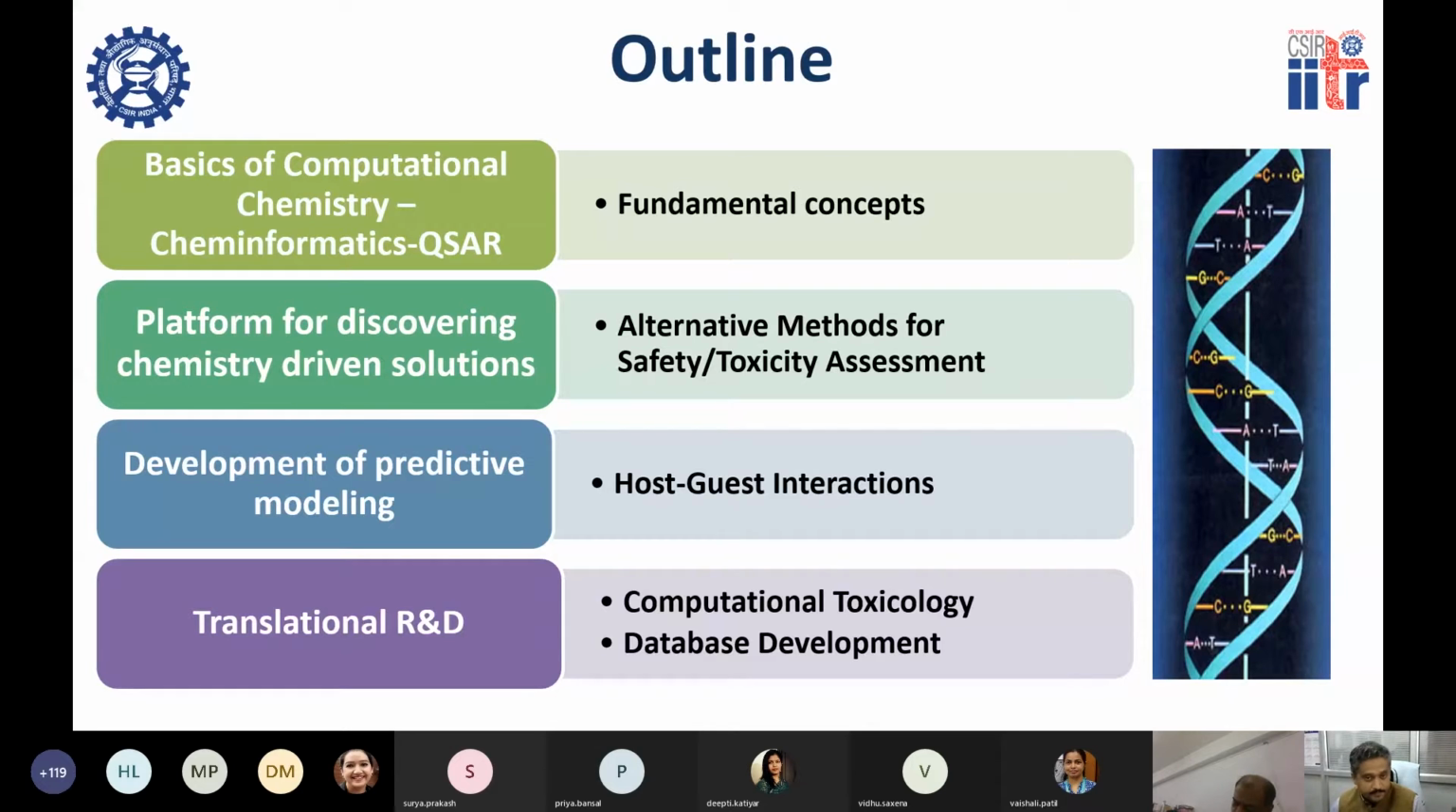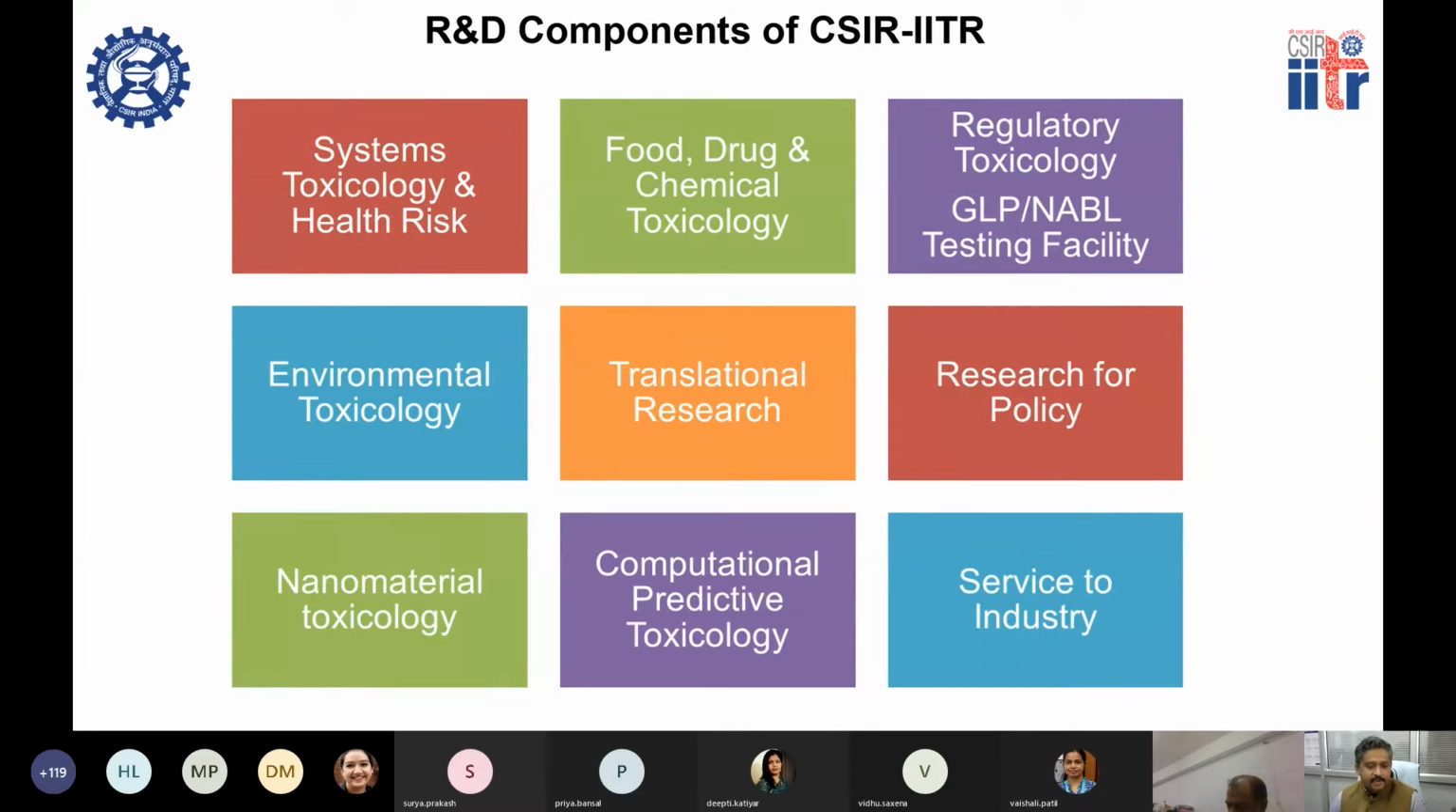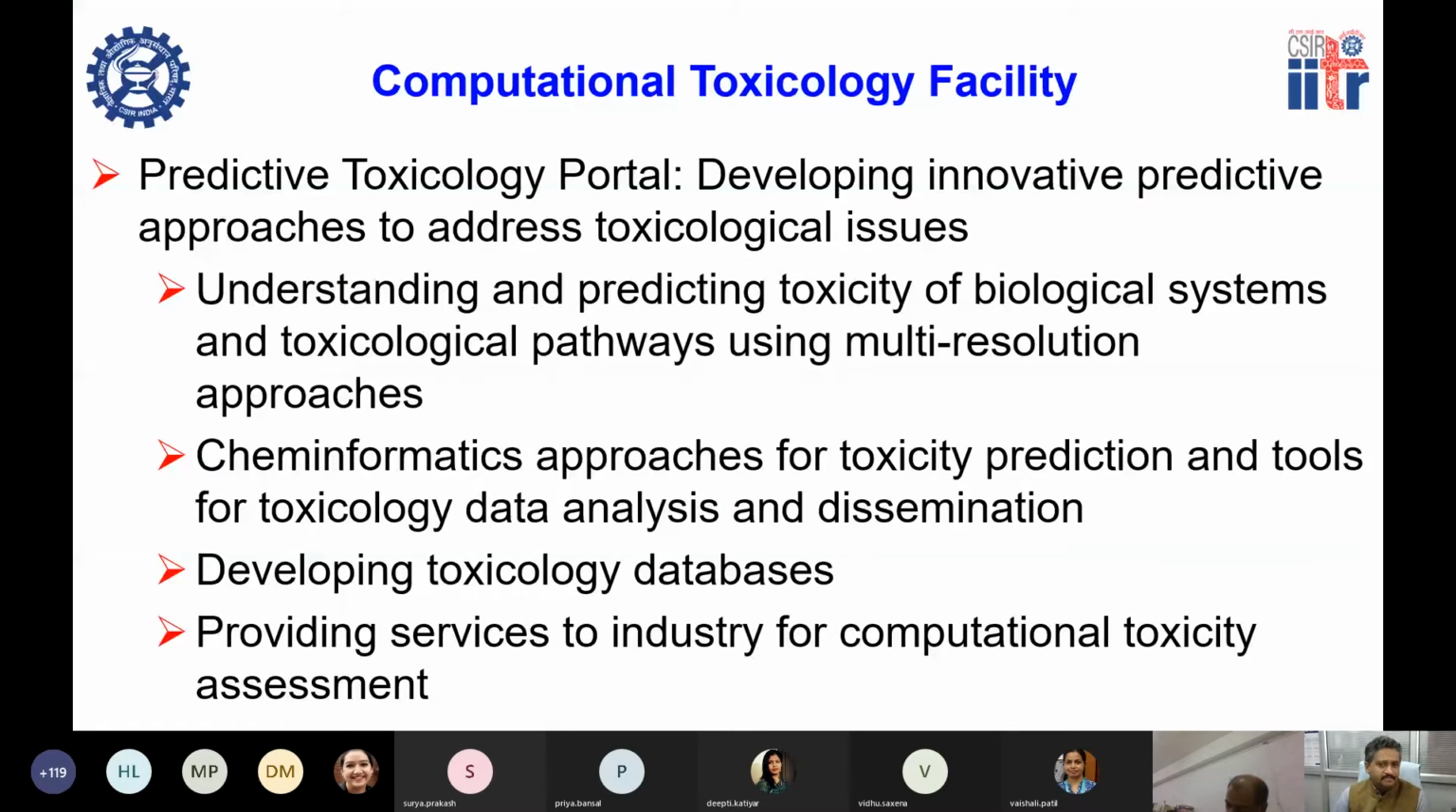CSIR-IITR is one of the pioneering research institutes in toxicological research, and we work in all niche areas of toxicology like systems toxicology, health risk assessment, food, drug and chemical toxicology, regulatory toxicology, environmental toxicology, and advanced material and nanomaterial toxicology. Everything culminates into translational research. Recently, we have established computational predictive toxicology, an area called toxicoinformatics, and also a high performance computing facility to strengthen these research activities. So our research activities are pretty well defined.